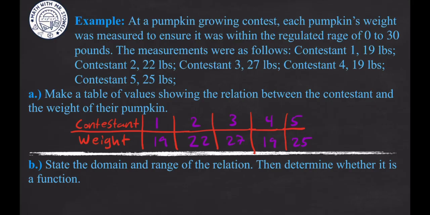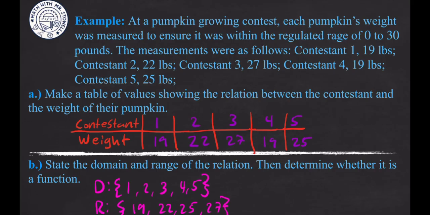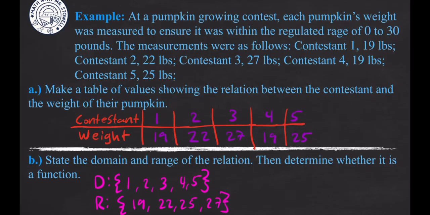Part B. State the domain and range of the relation. Then determine whether it is a function. We're going to use D for domain and R for range. The domain of this is 1, 2, 3, 4, and 5. There are 5 contestants. For our range, the smallest number is 19, then we have 22, then we have 25, and lastly 27. Notice we do not have to write down 19 twice. Whenever we are listing out our domain and range, we only have to list each number exactly once.